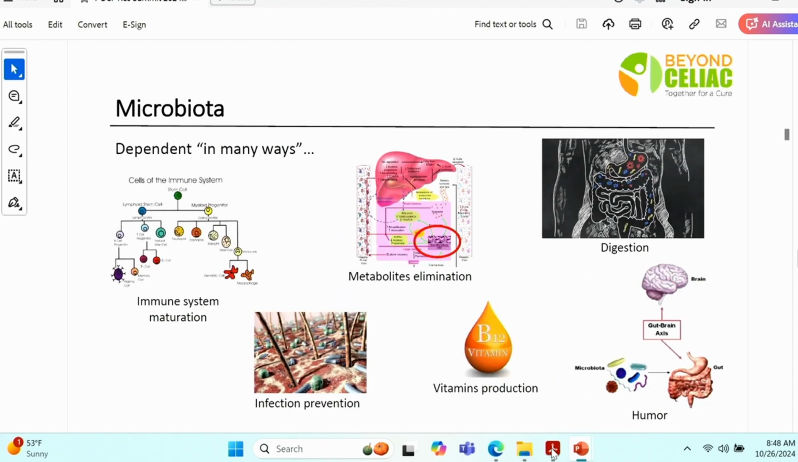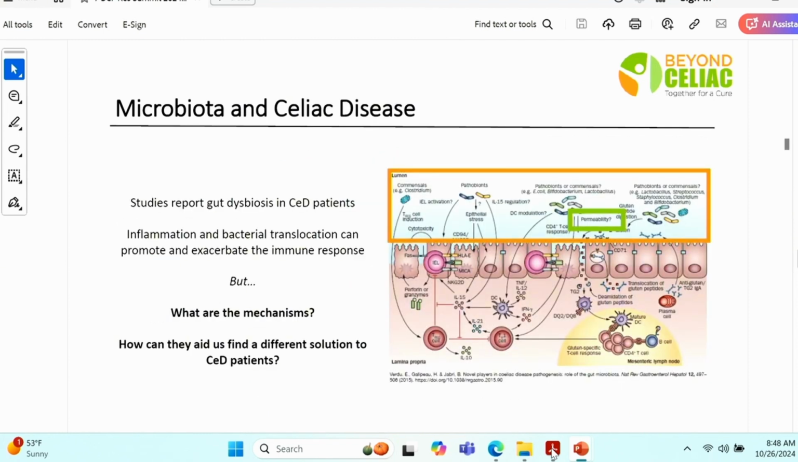We also know that we depend on microbiota in many ways. It's important to mature our immune system, it helps prevent infection, and it's involved in vitamin production, metabolite elimination, and digestion. Around 90% of the weight of our feces is bacteria. It can also regulate our humor, our mood. So microbiota influences a lot. What about celiac disease?